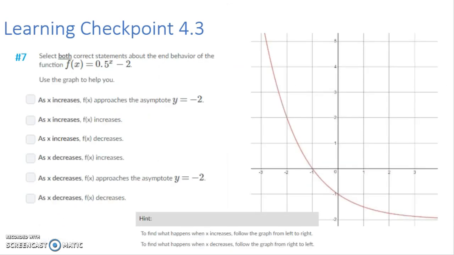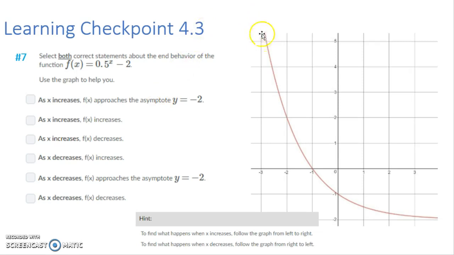Number 7 asks you about the end behavior of the graph, and your hint says, to find what happens when x increases, follow the graph from left to right. So let's go ahead and do that and see what happens. Our choices say that as x increases, our graph can either approach the line y equals -2, the graph can increase, or the graph can decrease. So let's go see what happens when I trace the graph from left to right.